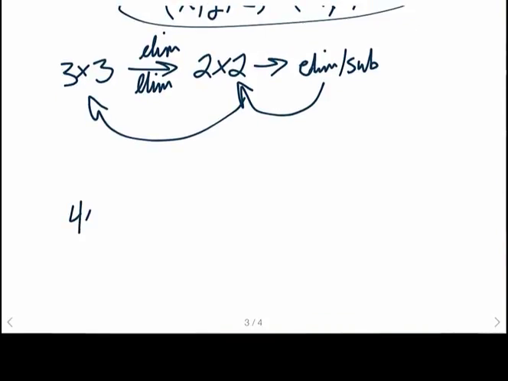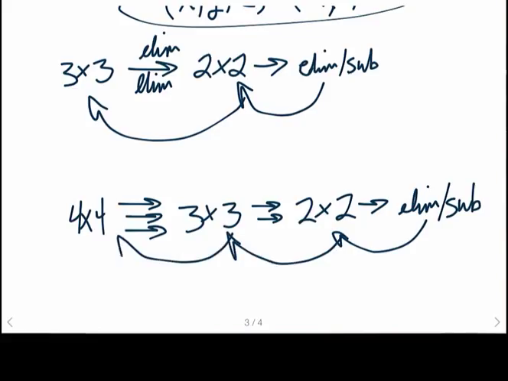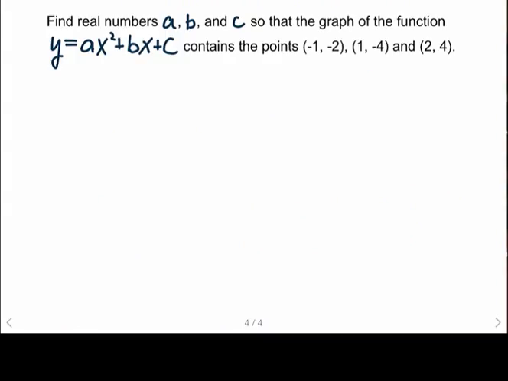Supposing we started with a 4 by 4 system, what we would do is we would eliminate the same variable 3 times, end up with a 3 by 3 system, and then guess what? Eliminate the same variable twice, end up with a 2 by 2 system, which we would solve by elimination or substitution, and then again work our way through a back substitution process to recover all of the variables. We're not going to do that in this video. Our last example, though, is a little bit interesting.